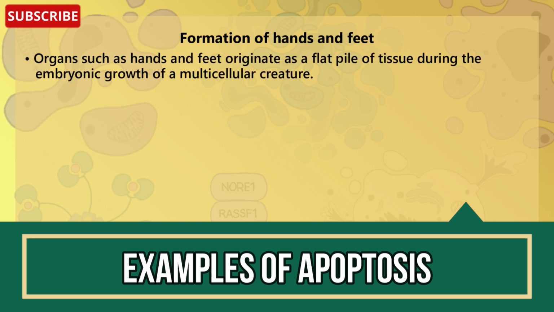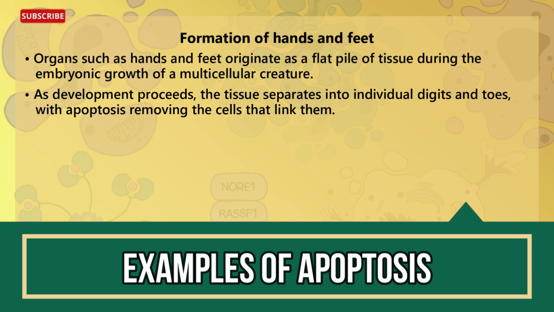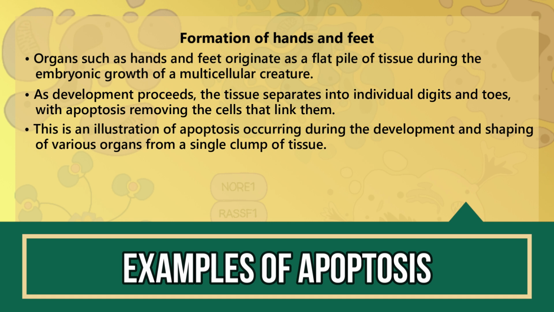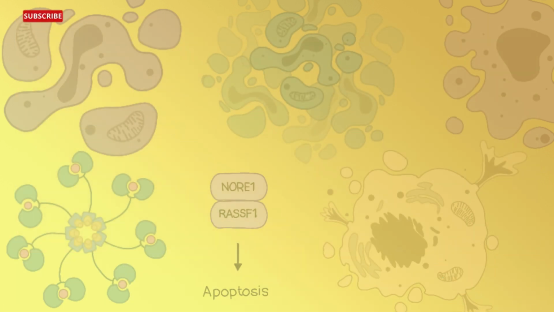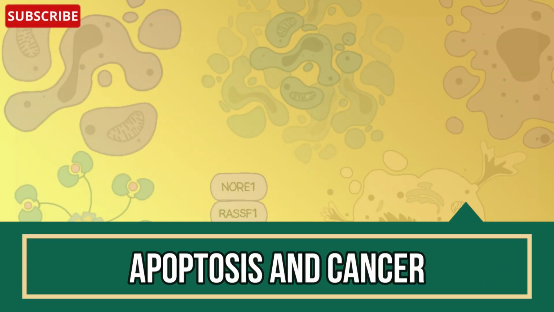Formation of hands and feet. Organs such as hands and feet originate as a flat pile of tissue during the embryonic growth of the multicellular creature. As the development proceeds, the tissue separates into individual digits and toes, with apoptosis removing the cells that link them. This is an illustration of apoptosis occurring during the development and shaping of various organs from a single clump of tissue.